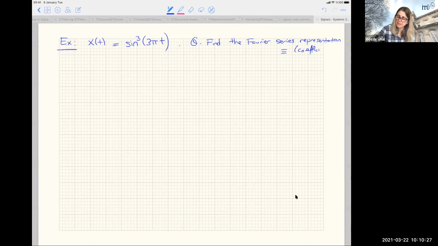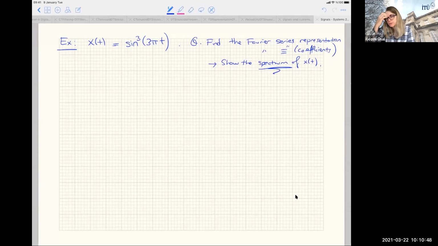Because once I know a_k, then I can show the spectrum of x of t very easily. You see, from the first day, probably we've been talking about the frequency spectrum of signals. It's a very important concept because all signals, all data have frequency content. How would you go about this problem, guys? Any thoughts? Not questions, but I'm asking the question.